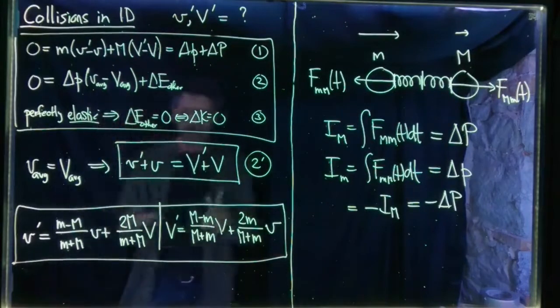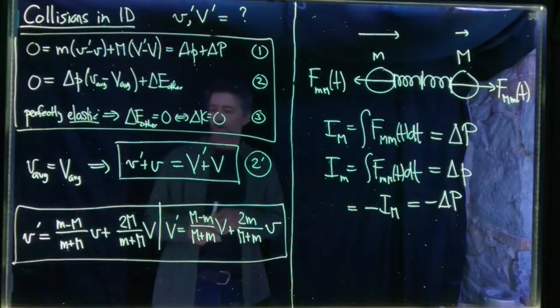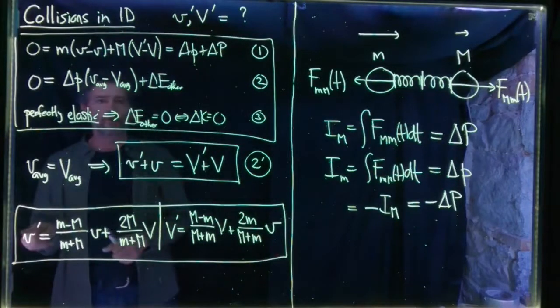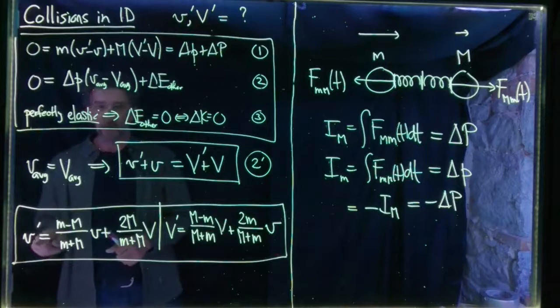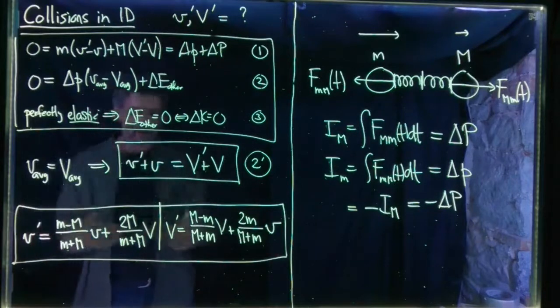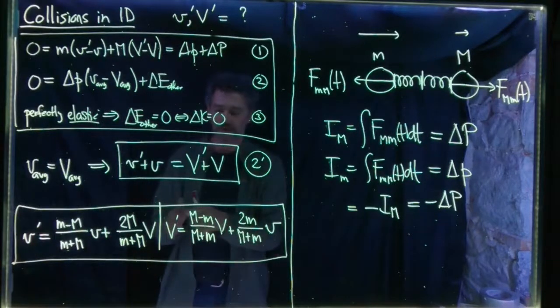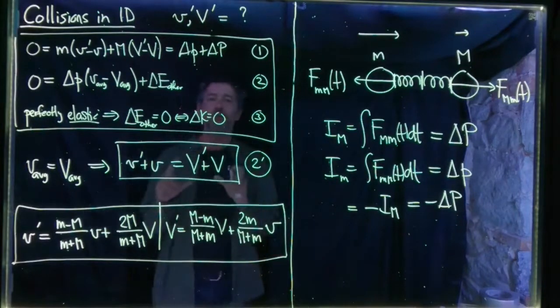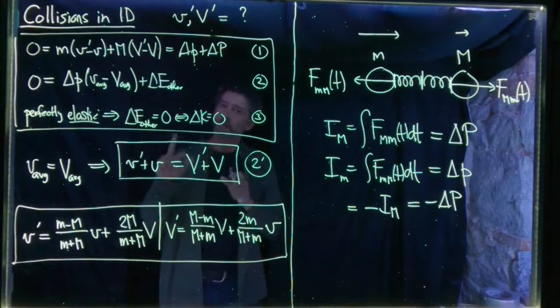Well, let me point something out about this equation. You can double check whether you've made an obvious mistake, because you'll notice that the solution for the final velocity of little m is basically exactly the same as the solution for the final velocity of big M, except the only thing that's different is you have interchanged the masses, little m and big M.